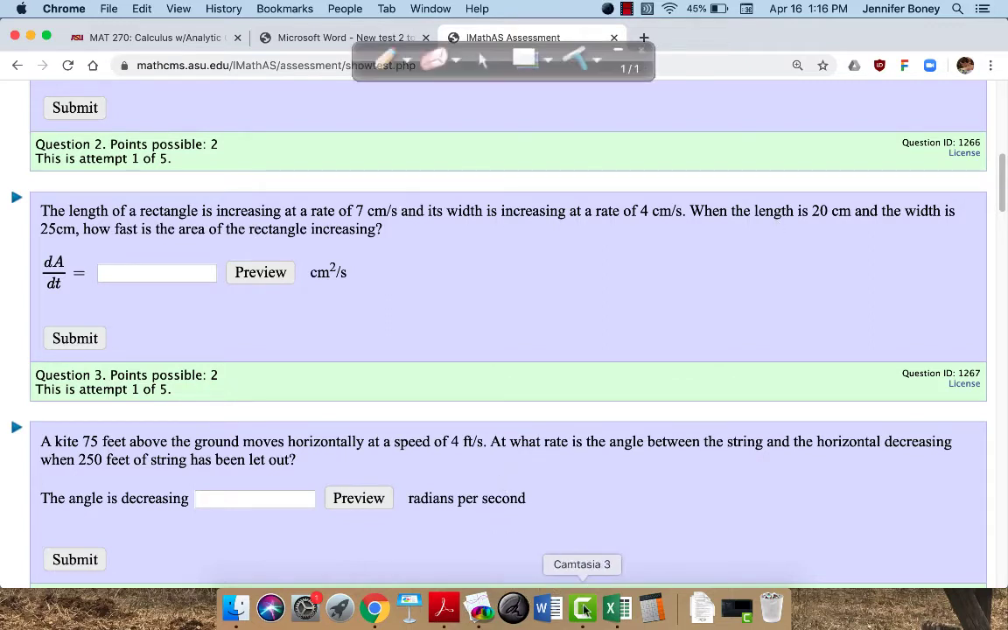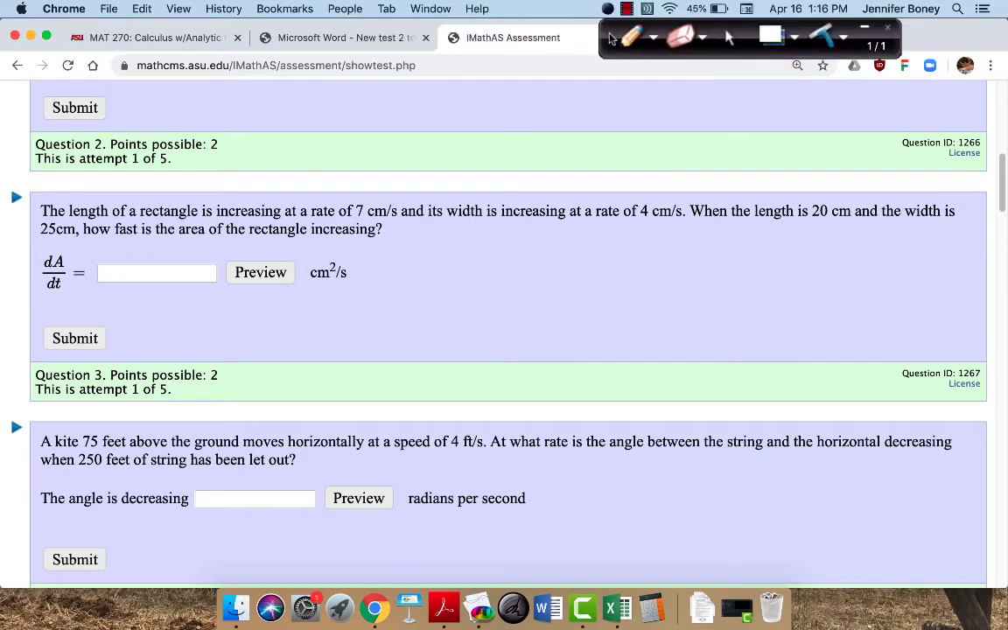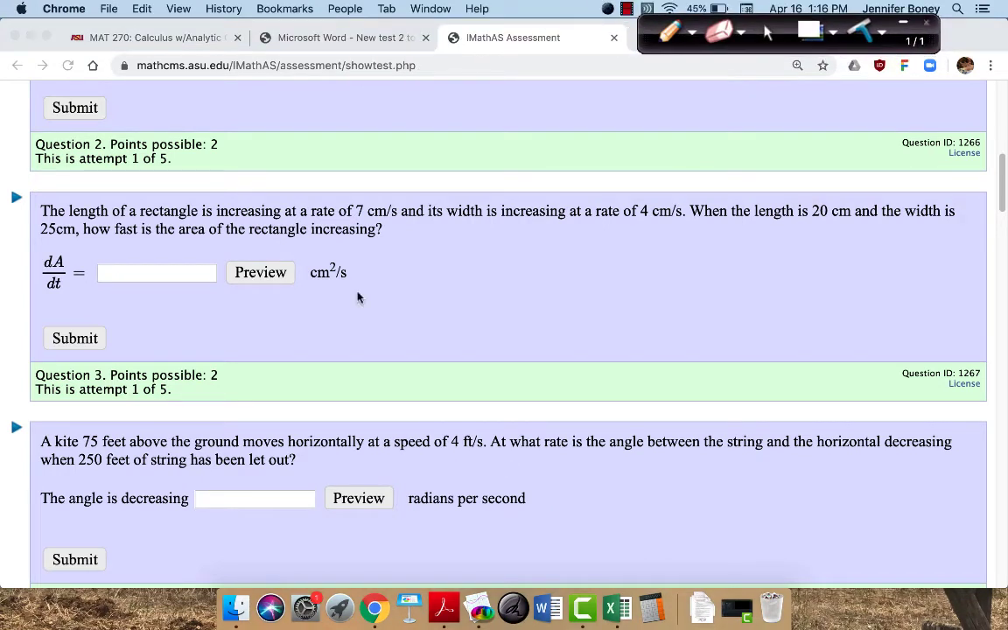So let me start up my writing doodad. Just like with the optimization questions, look at the end to see what it's asking for. I want to know how fast the area of a rectangle is increasing. So with these related rates problems, it's not asking for a maximum or a minimum, it's just asking for a rate, how fast. And it's how fast an area is increasing.